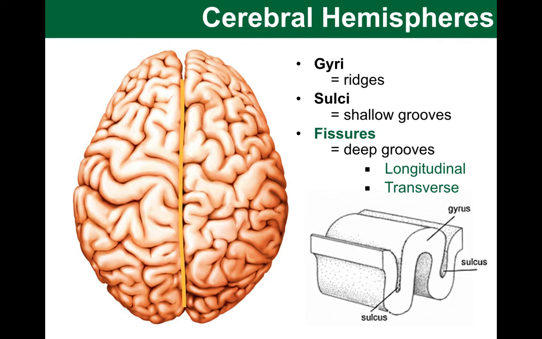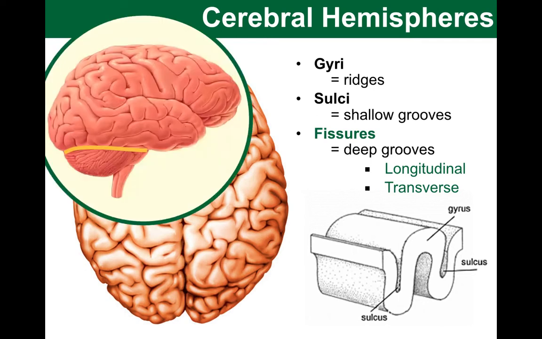This picture of a brain is as if we were looking at it from the top down. You can see that the two cerebral hemispheres are separated by this longitudinal fissure. And here we can see a transverse cerebral fissure, which separates the cerebrum and cerebellum.